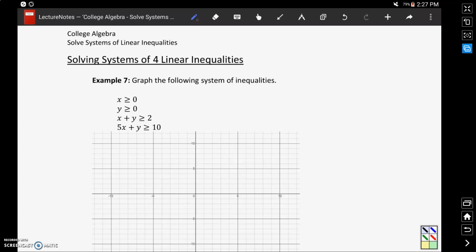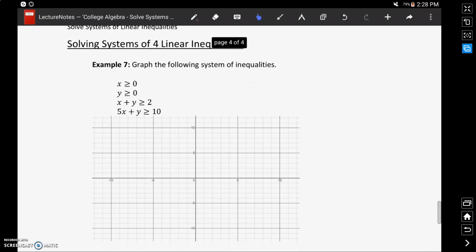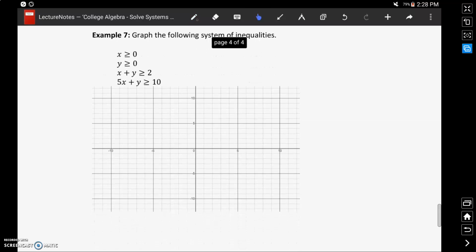In our last two examples, we want to look at solving systems of 4 linear inequality statements. Obviously, these problems are going to be a little bit different because we have additional statements to consider. In this case, our first two are x greater than or equal to 0 and y greater than or equal to 0.